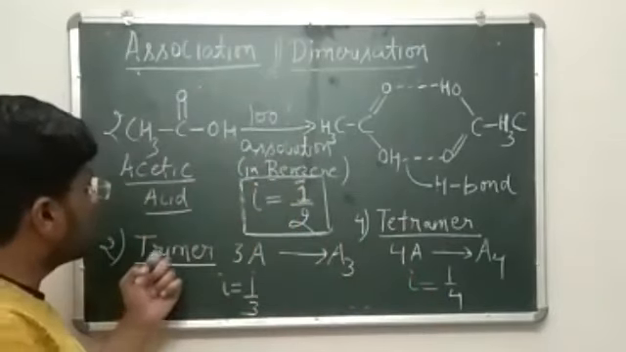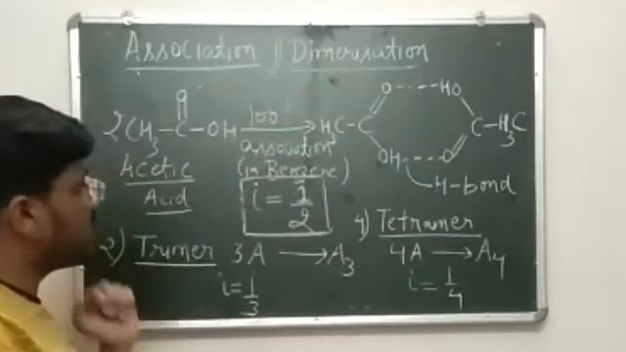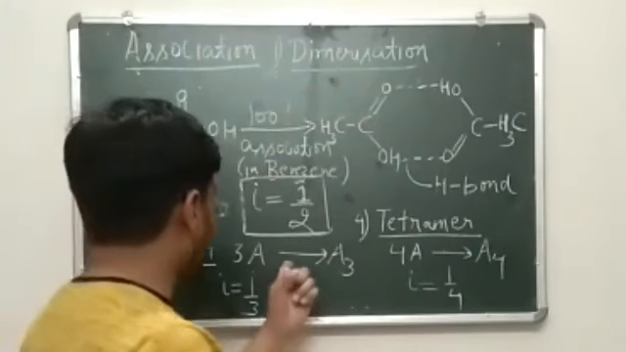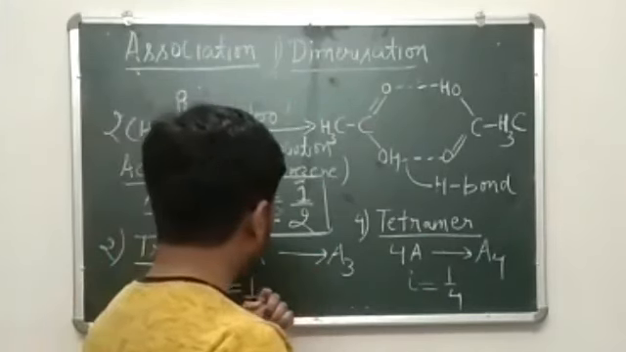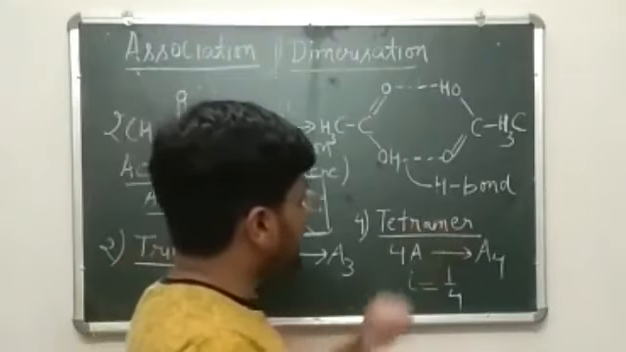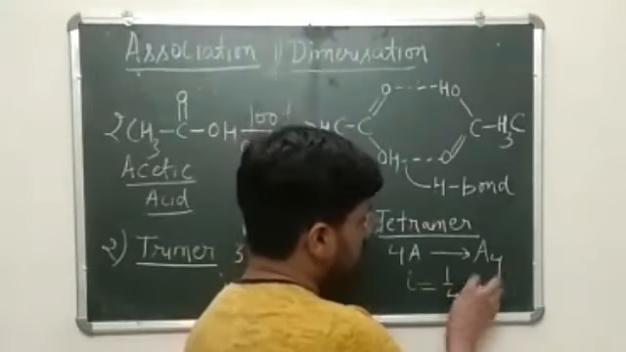Similarly to dimerization, trimerization also takes place for some electrolytes. In that case iota comes out to be 1 by 3. If a tetramer is formed, then iota comes out to be 1 by 4.